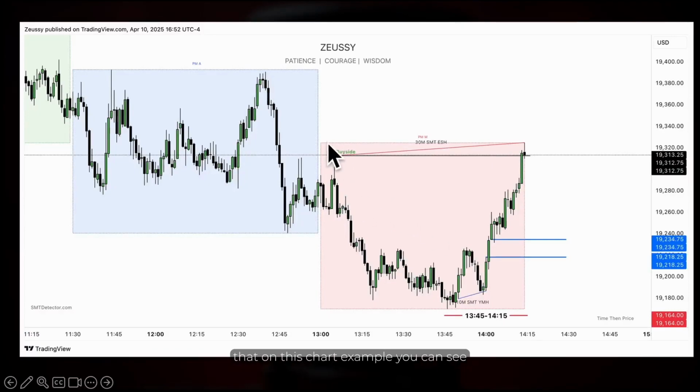When we pay attention to a chart example then, what I would like you to see is that on this chart example, you can see that the market opened up at 1 p.m. right here. We saw the market expand towards the downside. Inside of this expansion lower, a lot of retail minded traders are being led to believe that lower prices are next, meaning they're being led to believe that we're going to see the market just continue dropping forever. It's inside of this move lower that manipulation is taking place.